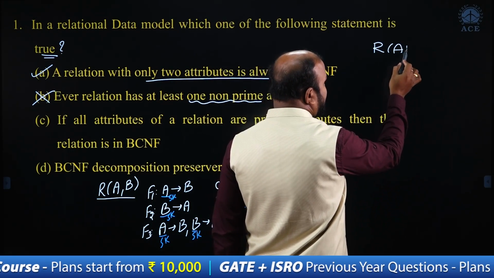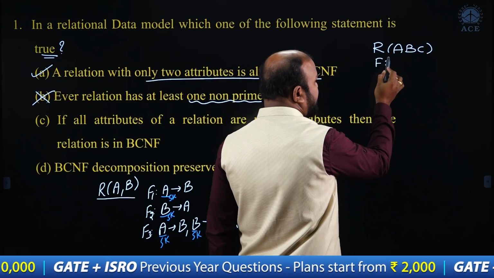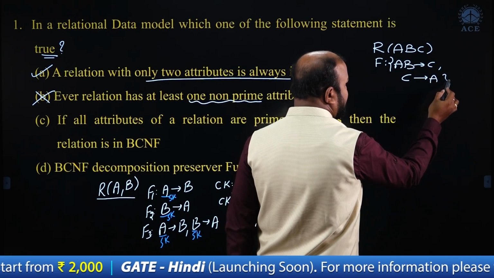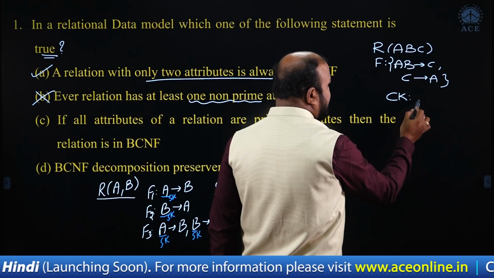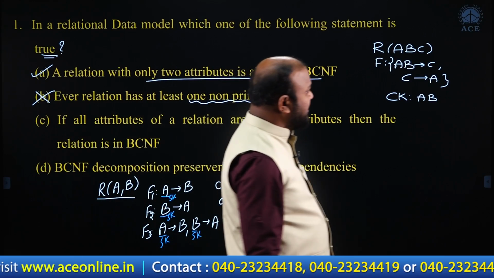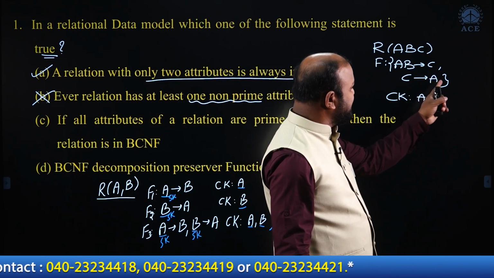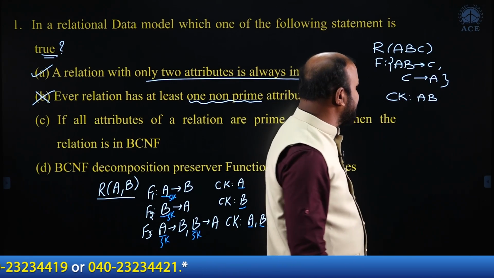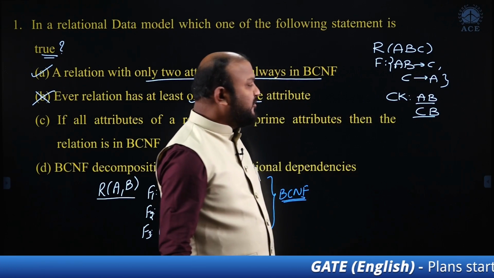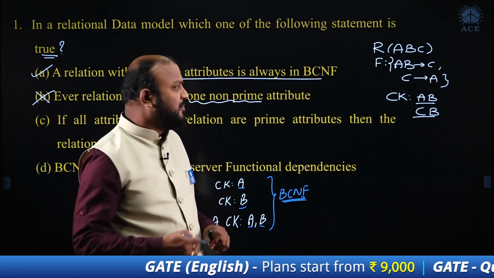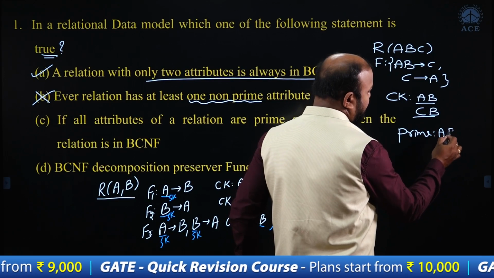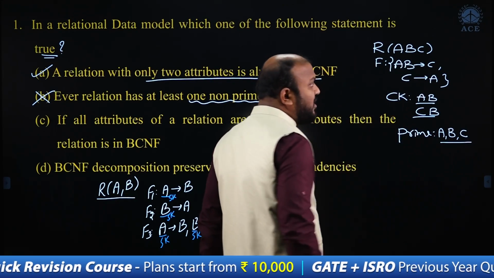Suppose I have a relation R(A, B, C) having the functional dependencies AB to C and C to A. Now what is the key for this relation? AB is going to be a key because the AB closure contains all the attributes of the relation. Since C derives A, we can replace A with C in the key, so CB is also a key. We know that the attributes of a candidate key are called prime attributes. Now, the prime attributes are A, B, and C. Here you observe all are prime attributes.